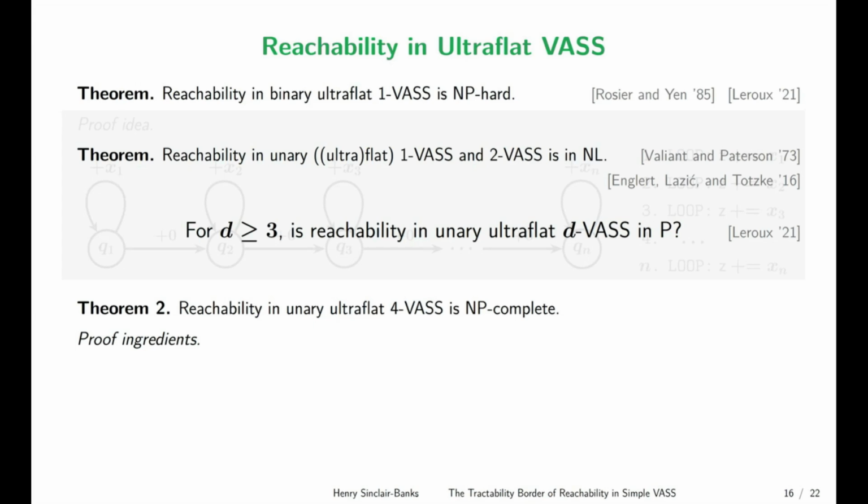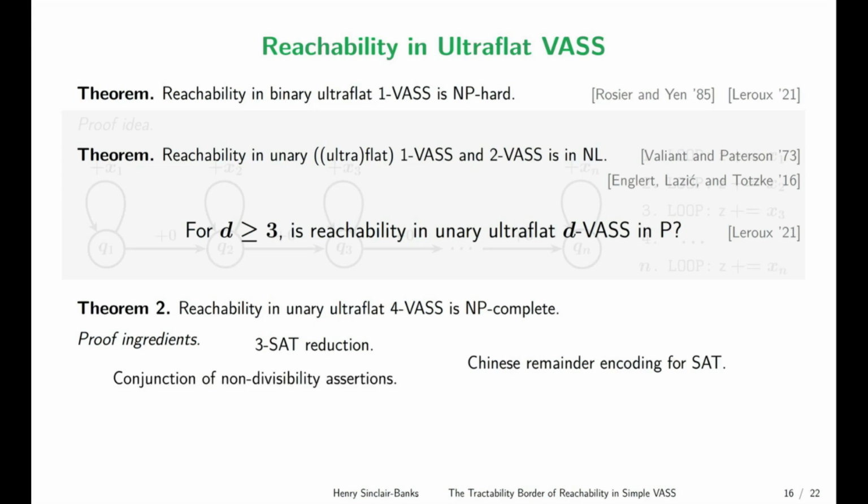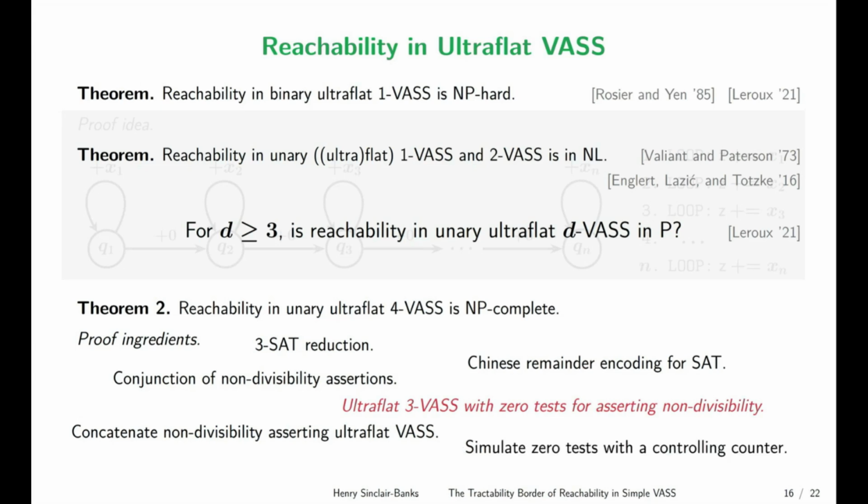I'm not going to go any further than just giving you the soup of proof ingredients. Here is the soup. It is basically the same soup as before. So I will just go through that. I will give you the Chinese remainder encoding. There are the conjunction of non-divisibility assertions. And then the main difference is that instead, I will have an ultra-flat 3 VASS with 0 tests that can assert non-divisibility, and then I'll concatenate them together just before, and I'll simulate the 0 test with the final 4th counter, and then I'll end up with a 4 VASS instead.